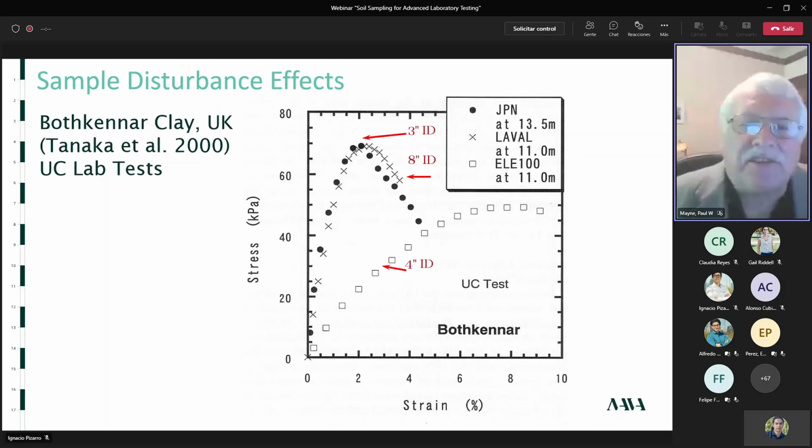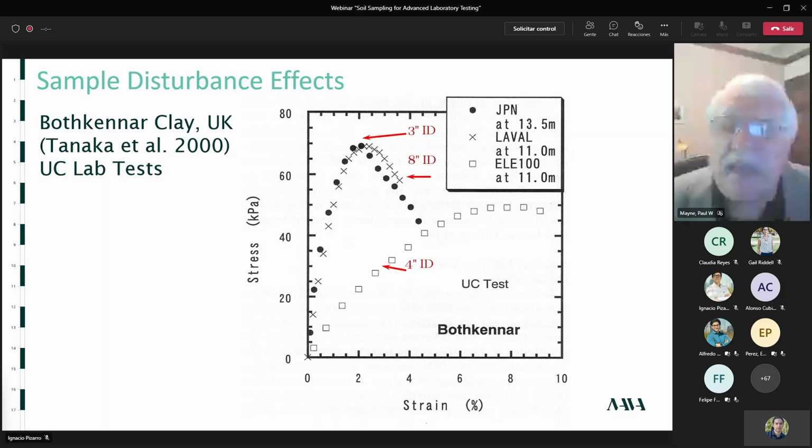Let's look at some of the effects of sample disturbance. This is a famous test site in the United Kingdom, their national test site for the Brits. It's called Bothkennar clay, and Professor Tanaka took different kinds of samples and subjected them to various types of strength tests. Here you can see the same material at about the same depth, about 11, 12, 13 meters deep, and they're running unconfined compression tests.